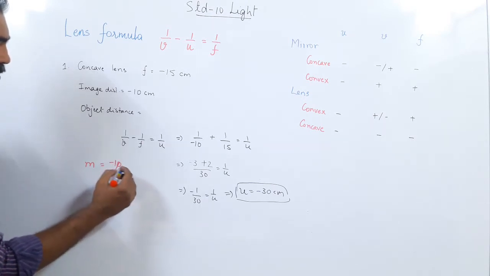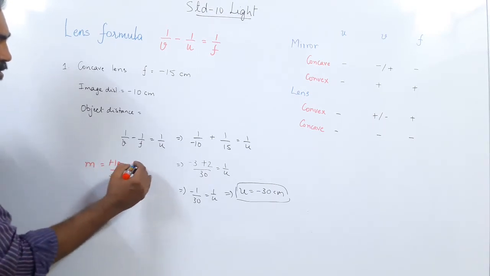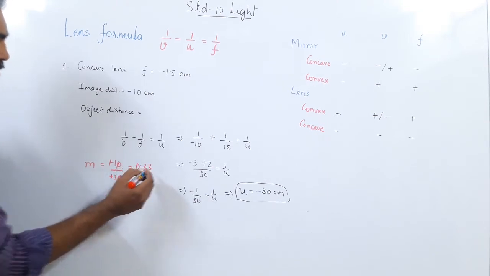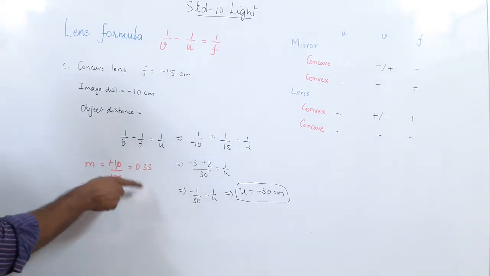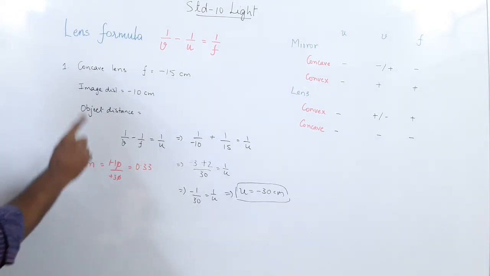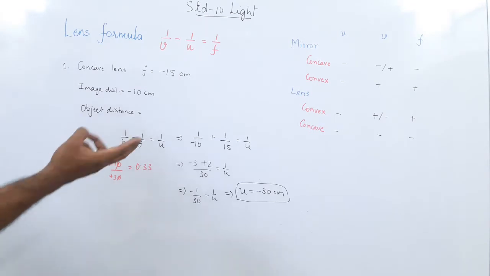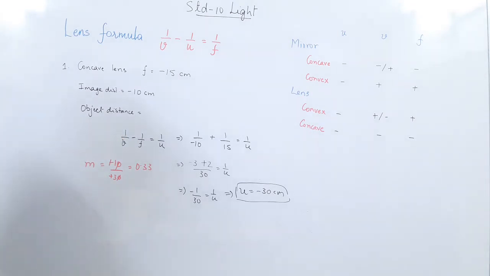Minus 30. So 1 upon 3, negative sign cut, it is 0.33. Now magnification is 0.33, which means it is less than 1. Less than 1 means the image is diminished, became smaller. So what do we get? The image is virtual and erect, diminished, and it is always on the same side of the lens. Okay?